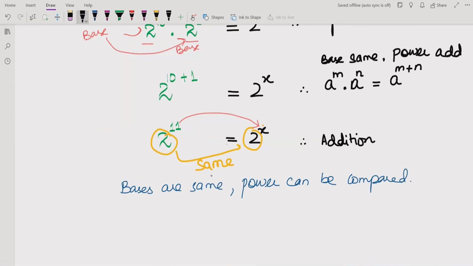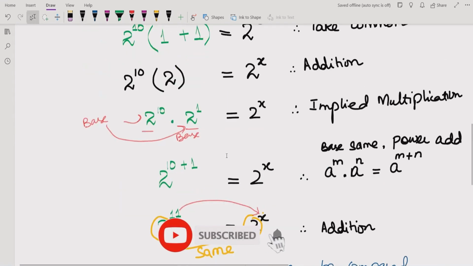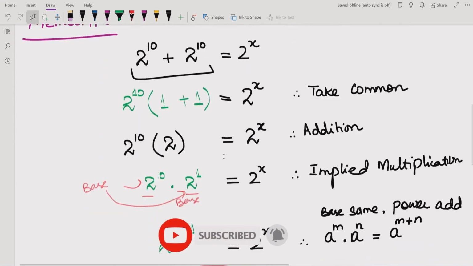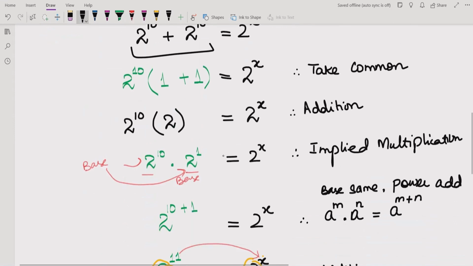So you can say x equals 11. So this is the answer of this question. I hope you understand. This is a very simple method. I give the reference here, so if you revise this question, you can see what we did in each line.